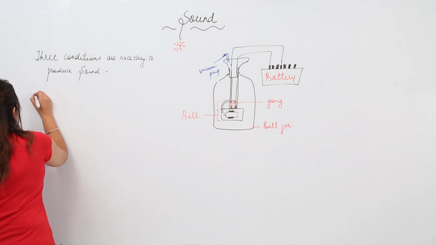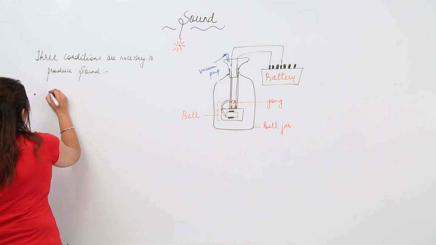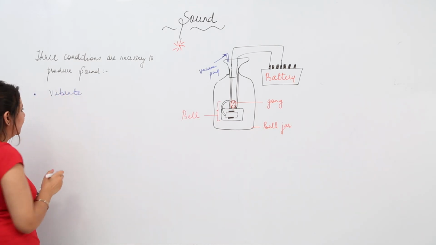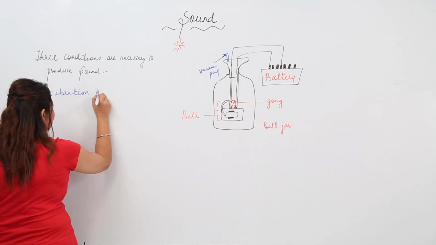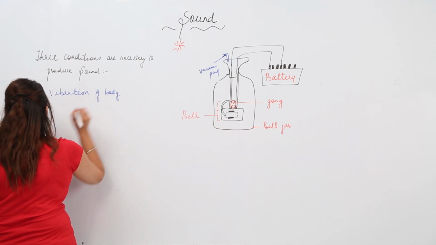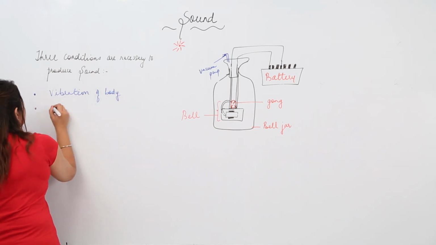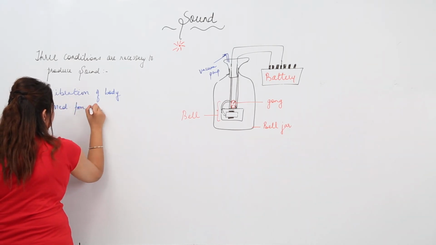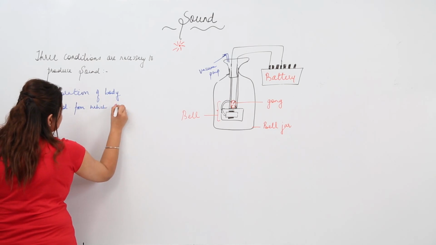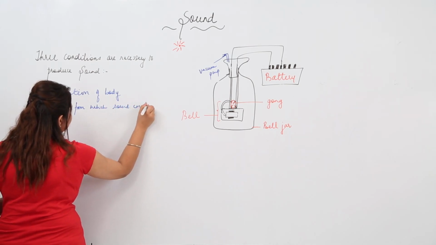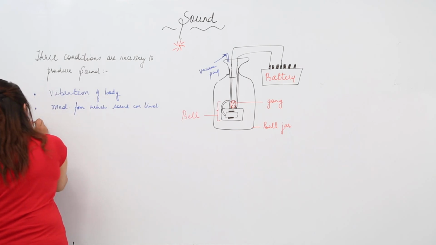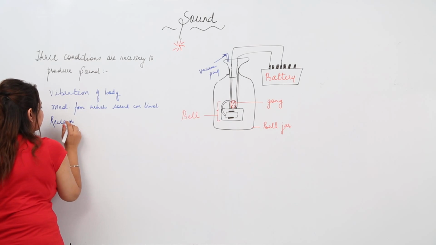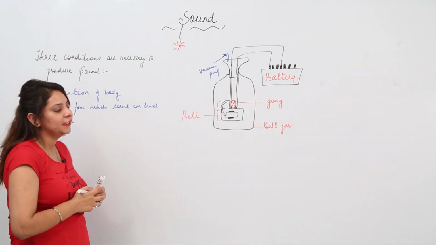One is that the body must vibrate. I'll write vibration of body. This is the first thing which should be there. Second, there should be a medium from which sound can propagate, or I'll write, sound can travel. Third, there should be a receiver who can actually receive the sound, which can actually hear the sound.